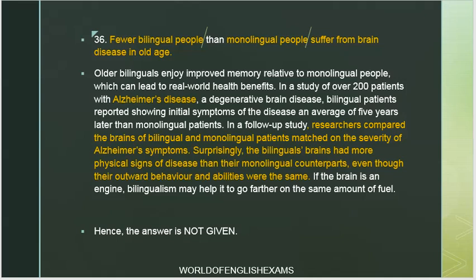Researchers compared the brains of bilingual and monolingual patients matched on a severity of the Alzheimer's symptoms. Surprisingly, the bilinguals' brains had more physical signs of a disease than monolingual. So they have told that the brains had more physical signs. It's not talking about how many bilingual people are having the chances of disease when compared to monolinguals. Hence, since there is no comparative study done, we are going to mark the answer as not given. Not given. So have you understood how to get the answers right?